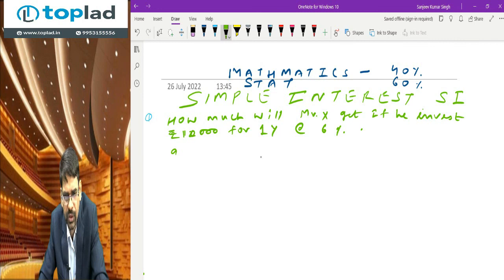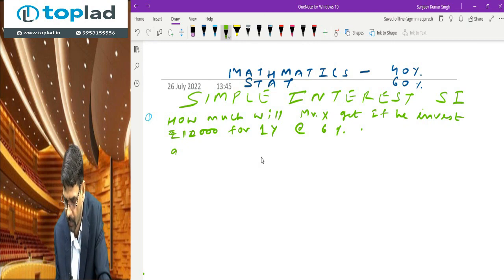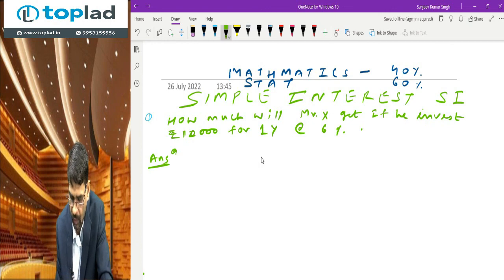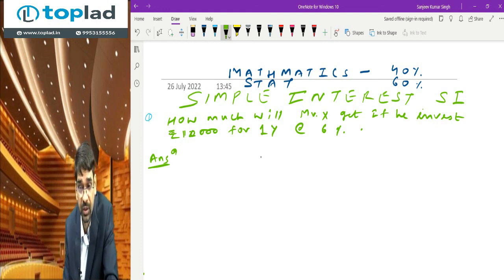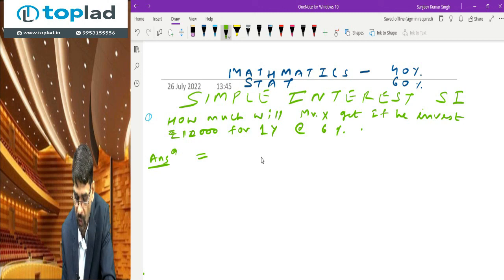Any students attempt this question? Please. Okay, so now answer. How much will Mr. X get if he invests 10,000 rupees for 1 year at the rate of 6%? How much will Mr. X get if he invests 10,000 rupees for 1 year?